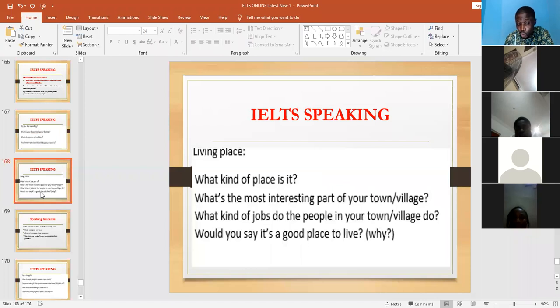But if you have no alternate expression, please don't say it. It reduces your mark. So that's just it. Okay, what is the most interesting part of your town or village?